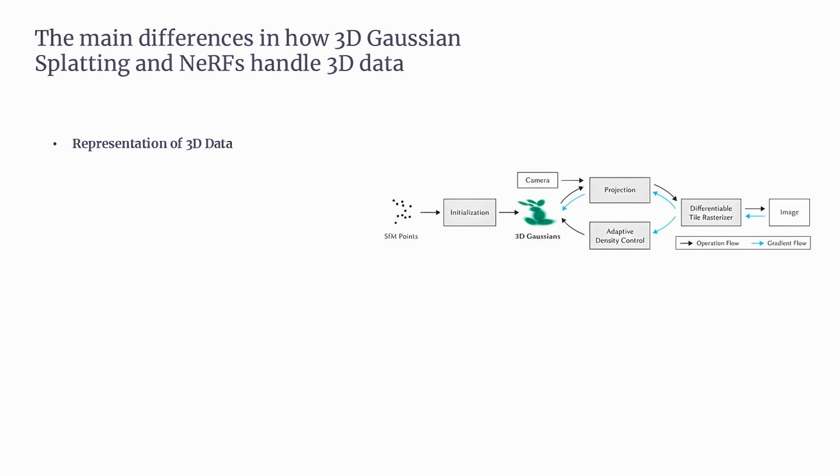Representation of 3D data. For 3D Gaussian splatting, 3D-GS uses an explicit representation of a scene by employing 3D Gaussian splats.